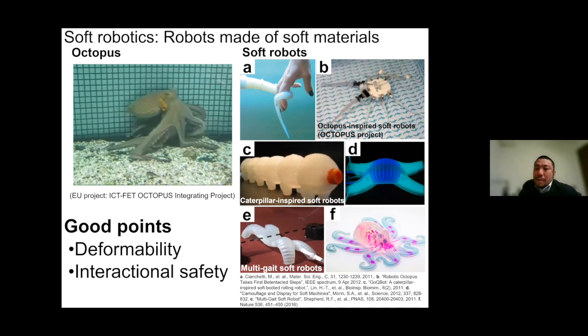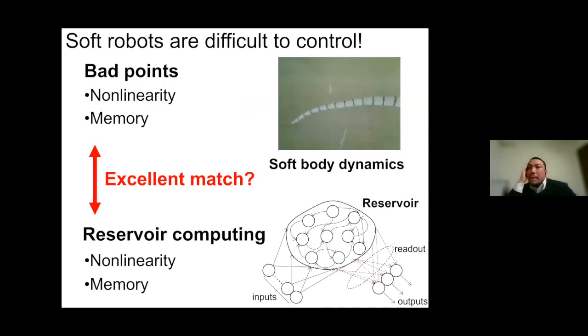But of course, there are not only good points, but also difficulties. And the difficulty is that it's very difficult to control. It generally shows diverse body dynamics, as we saw in the first slide. And these dynamics include nonlinearity and memory.